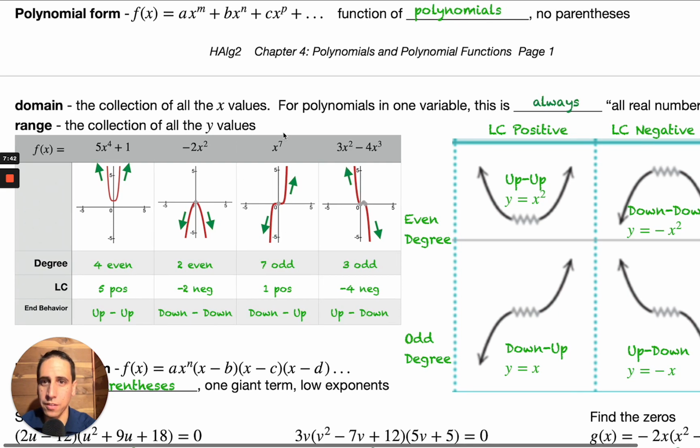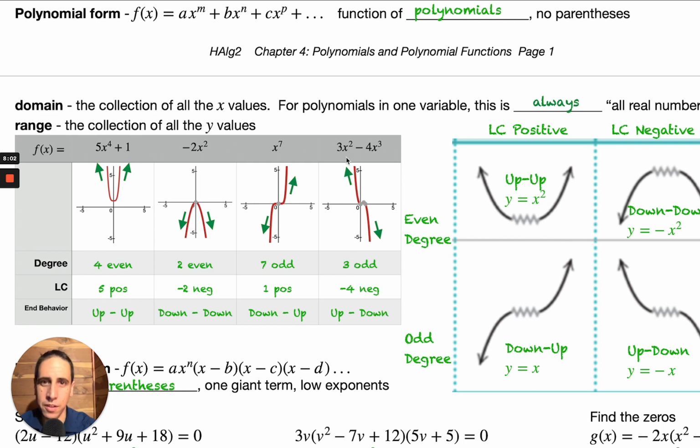Here, the degree is 7, and the leading coefficient, it's not written, but there's always an imaginary 1 in front of all variables. And so we're going to call this down, up end behavior. And then it's just the arrows. You can see this is pointing down and this is pointing up.